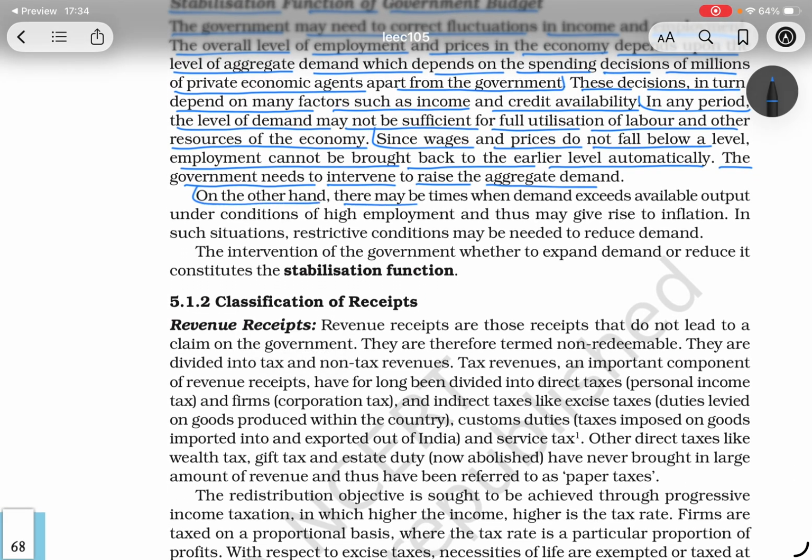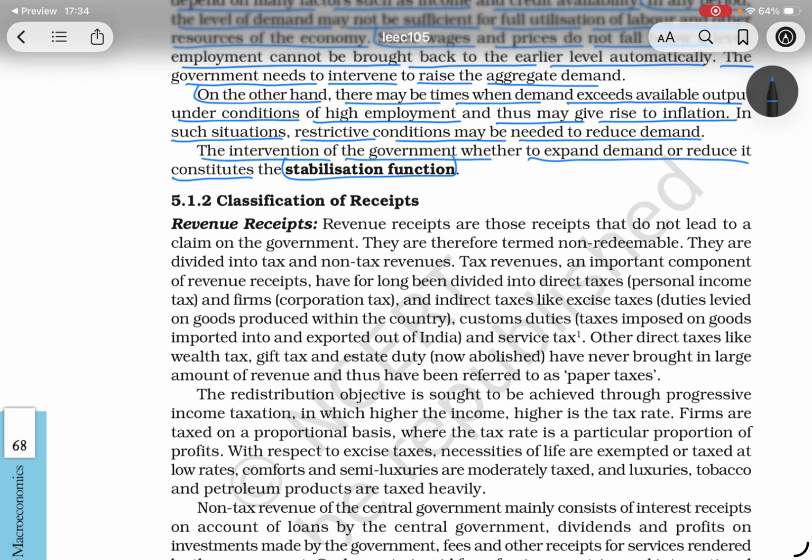On the other hand, there may be times when demand exceeds available output under conditions of high employment and thus may give rise to inflation. In such situations, restrictive conditions may be needed to reduce demand. The intervention of the government, whether to expand demand or reduce it, constitutes the stabilization function.